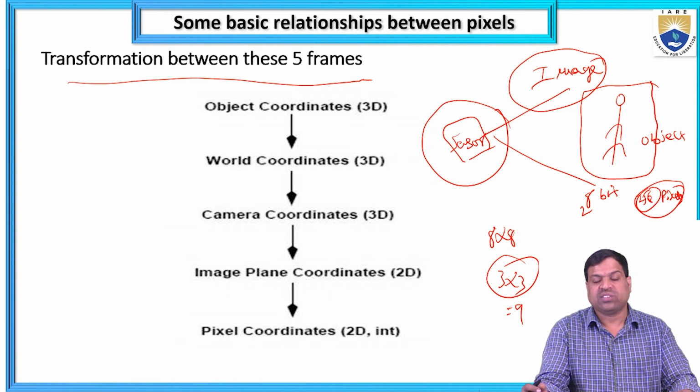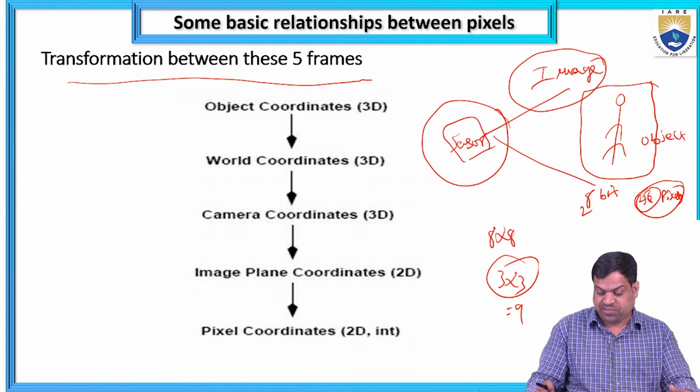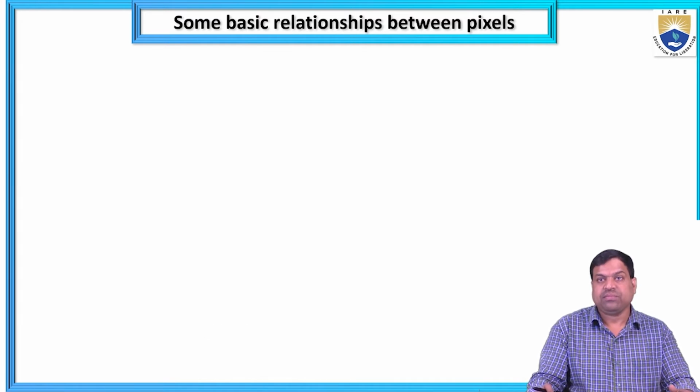That image has a certain number of pixels. Suppose I take one digital camera with some intensity, I get 256 pixels. That is 2 power 8, so I get 8 bit binary. Suppose I take 9 pixels, that is a 3 by 3 matrix, with 3 rows and 3 columns. That is the pixel coordinate.